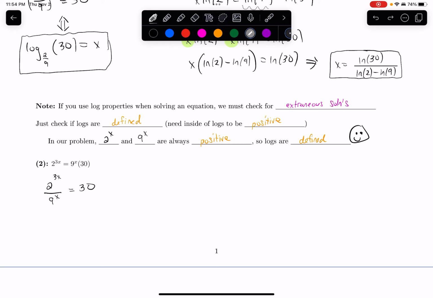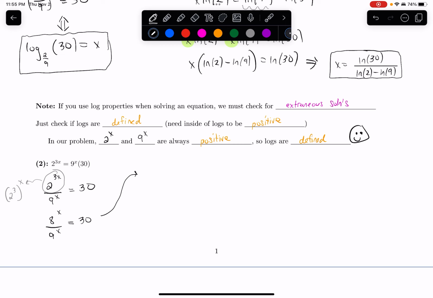These exponents are not quite the same. But if I look at 2 to the 3x, I can rewrite this. This is the same thing as writing 2 cubed and that whole thing to the x power. Because if I have a power and the whole thing is to another power, well, the powers multiply. And that would give me 3x. And why is that helpful? Well, 2 to the 3, I know what that is. That is 8. So my numerator is 8 to the x, and my denominator is 9 to the x. This whole thing equals 30.